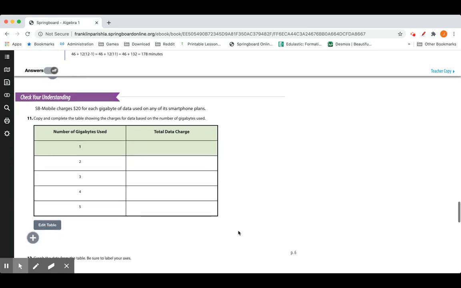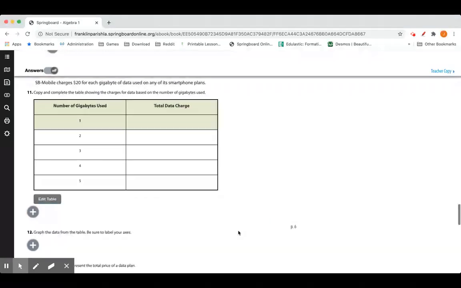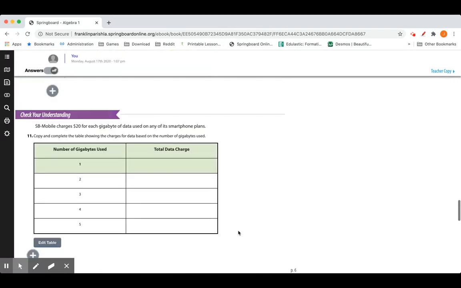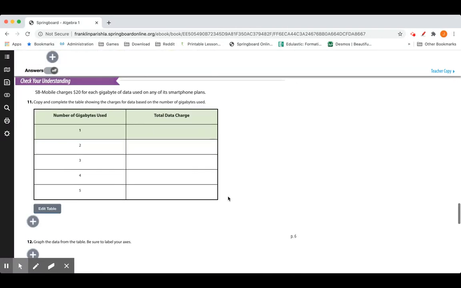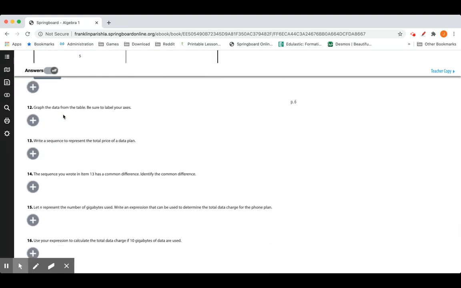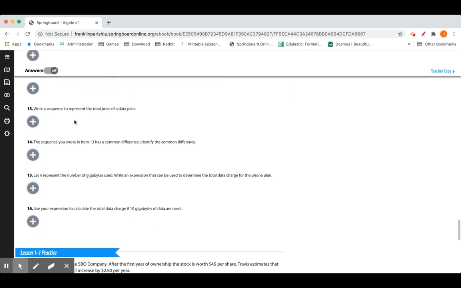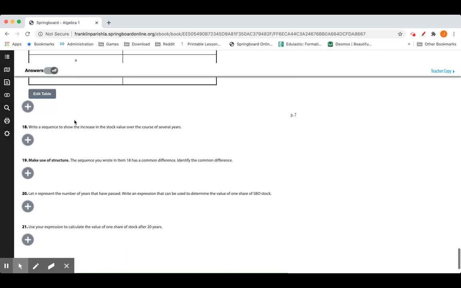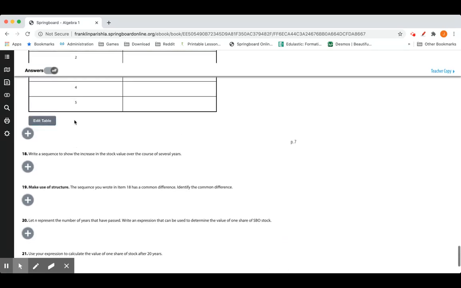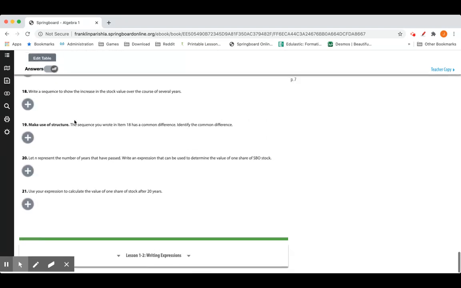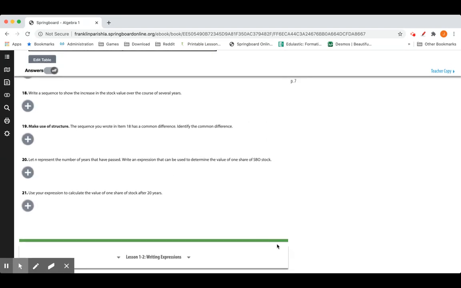I'd like you to try numbers 11 through 21 on your own. You're going to check for your understanding. You're going to make a chart based on the information they give you. Put it on the table, write a sequence, just follow along. Go back and look at the work that we've already done. But let's try 11 through 21 on your own.